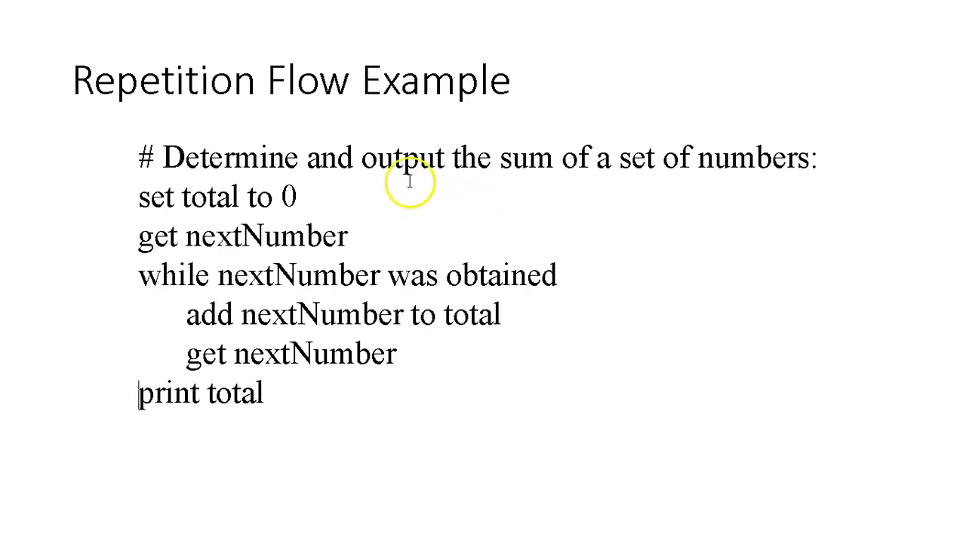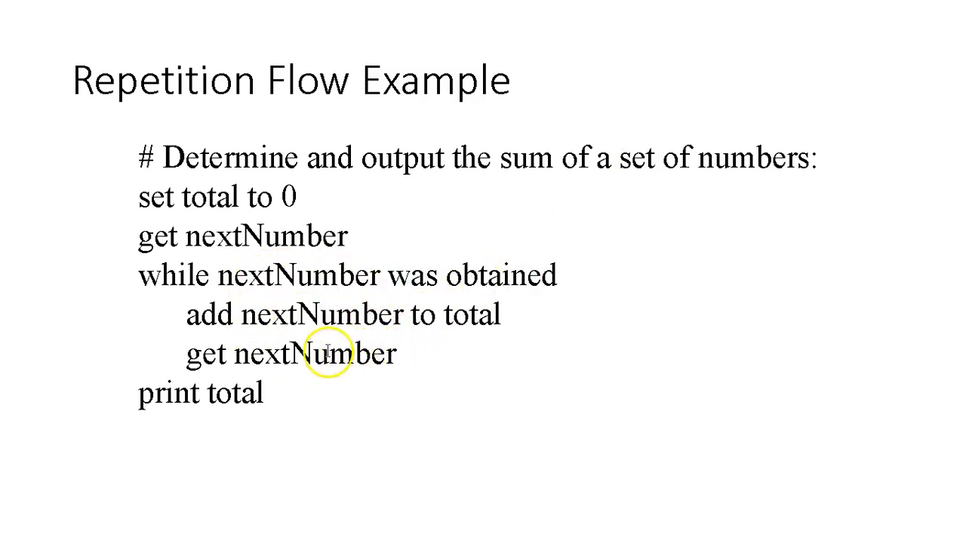An example, determine and output the sum of a set of numbers. There's a variable total set to 0. From the external environment, we get next number. The variable is obtained, and then here's the repetition, a while statement. These two statements, which are indented under the while, will be executed if next number was obtained. Notice that it's a set of numbers, and at some point it will end, and when that happens, there will be no next number obtained.